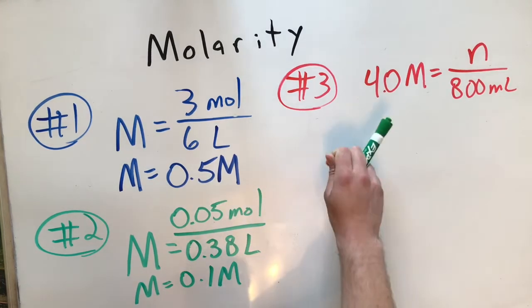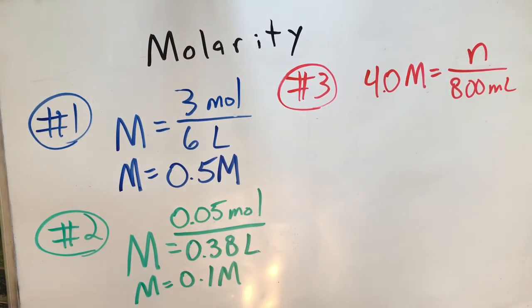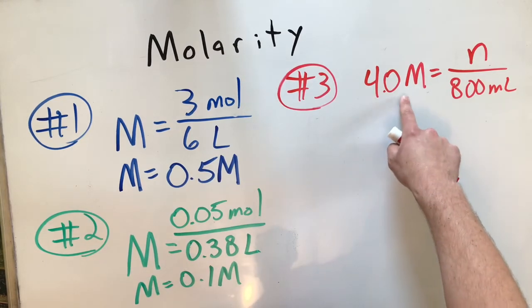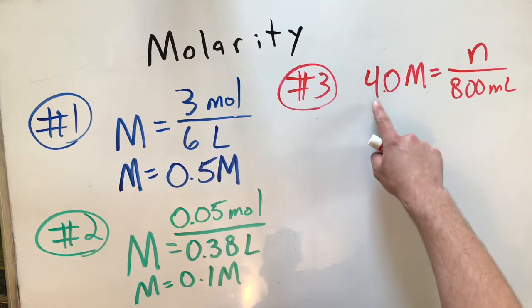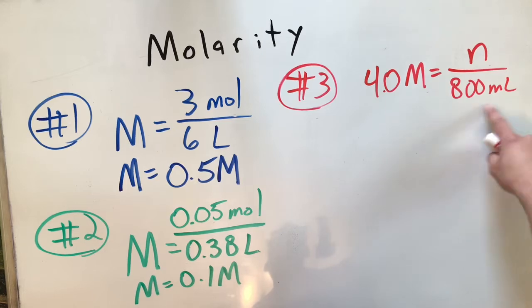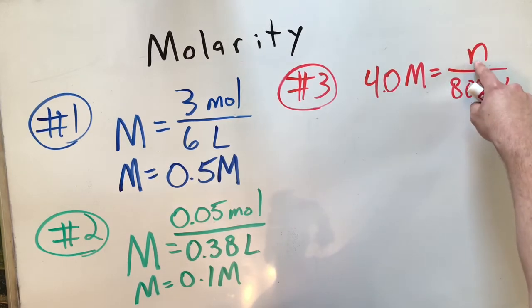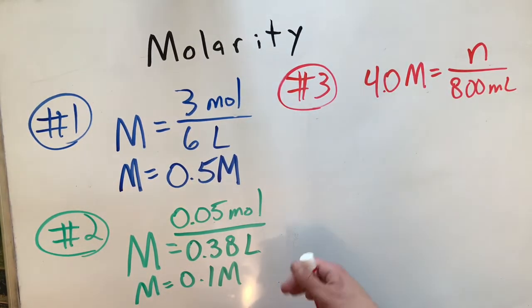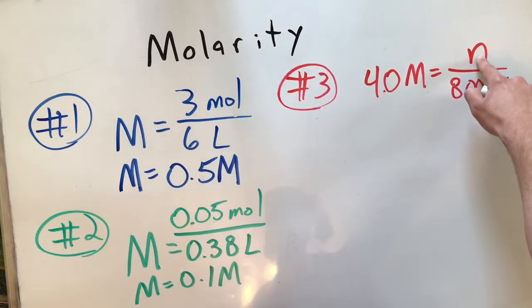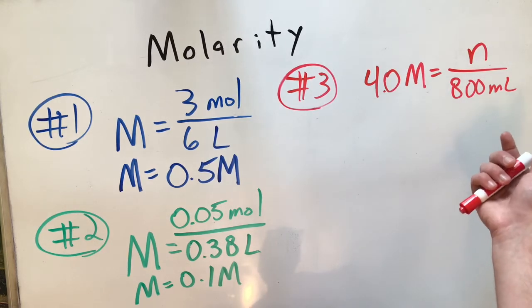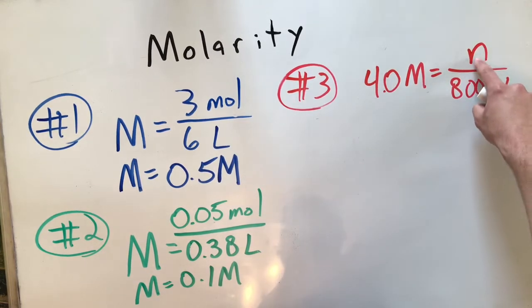Let's try this last problem in red up here. I'm looking for a different variable this time. I told you that this solution is 4.0 molar. The molarity is 4.0. I know that I have 800 milliliters of solution. And then my variable is up here in the numerator. I'm solving for moles here in the numerator. When we have moles as our variable, we make it a lowercase n. So n for moles. I don't know why it's n. I don't know why they decided that. But n is the variable for moles.